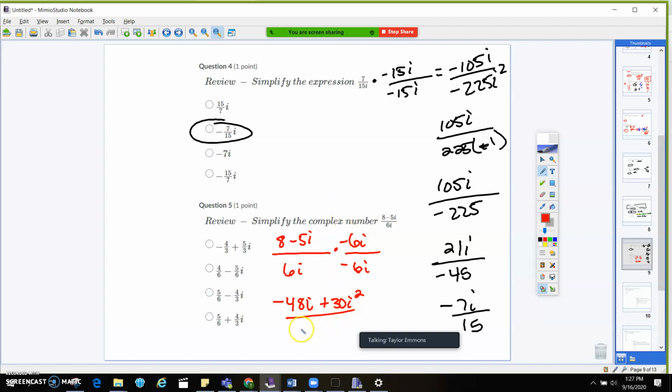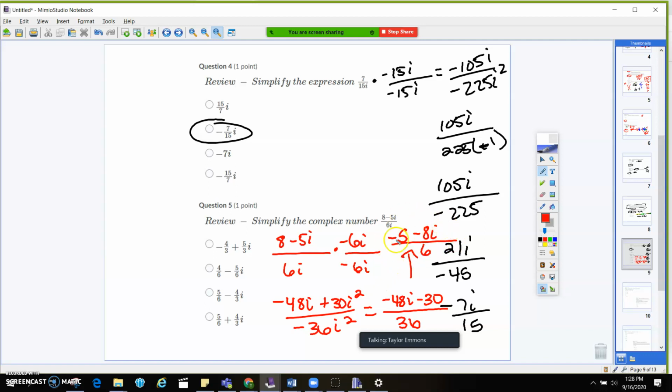Thank you, baby. Over here, this is going to give me negative 36i squared. And then I'm going to plug in I squared. I'm going to plug in a negative 1. So this is going to give me negative 48i minus 30 over positive 36. And everything here is divisible by 6. So if I divide everything by 6, I'm going to get negative 5 minus 8i divided by 6.